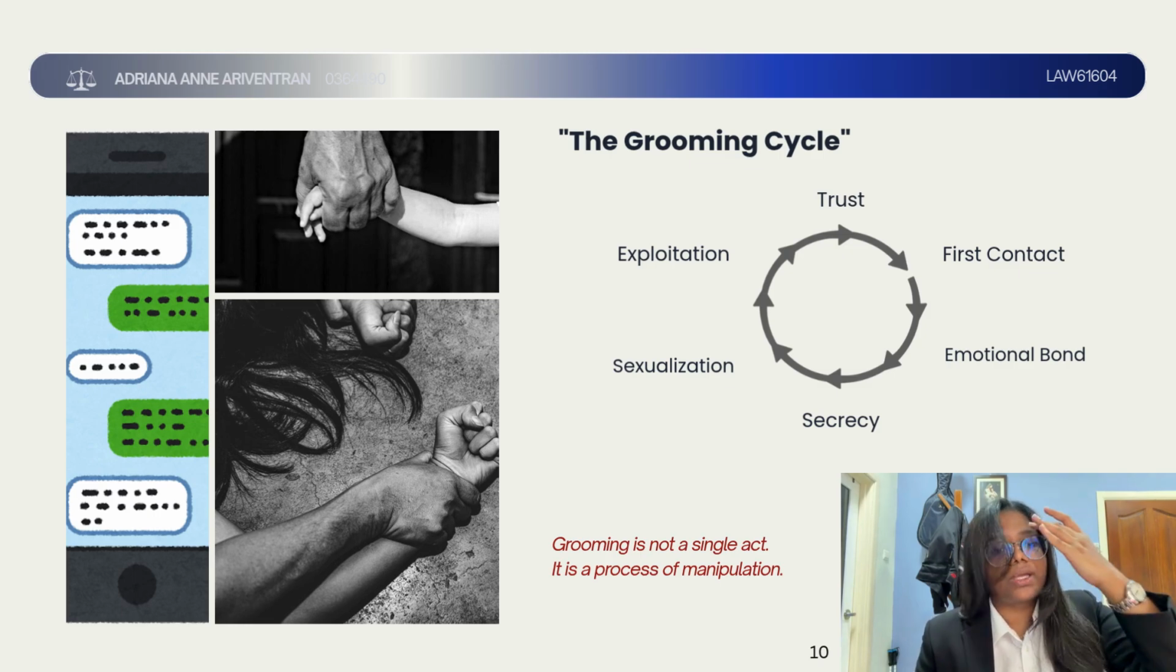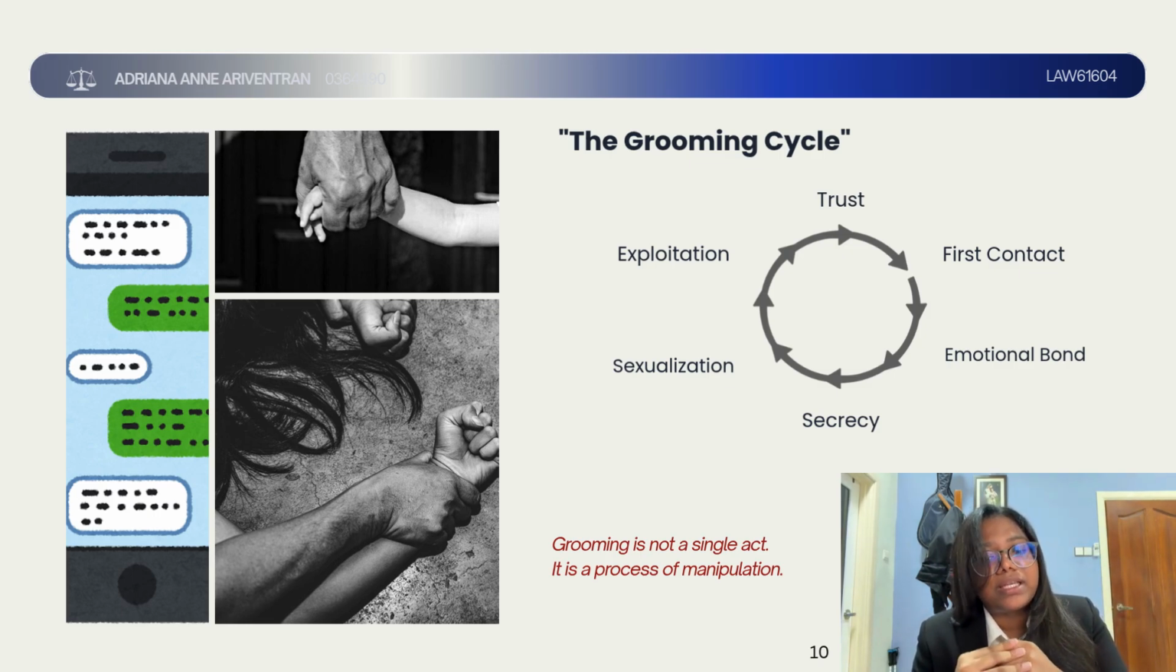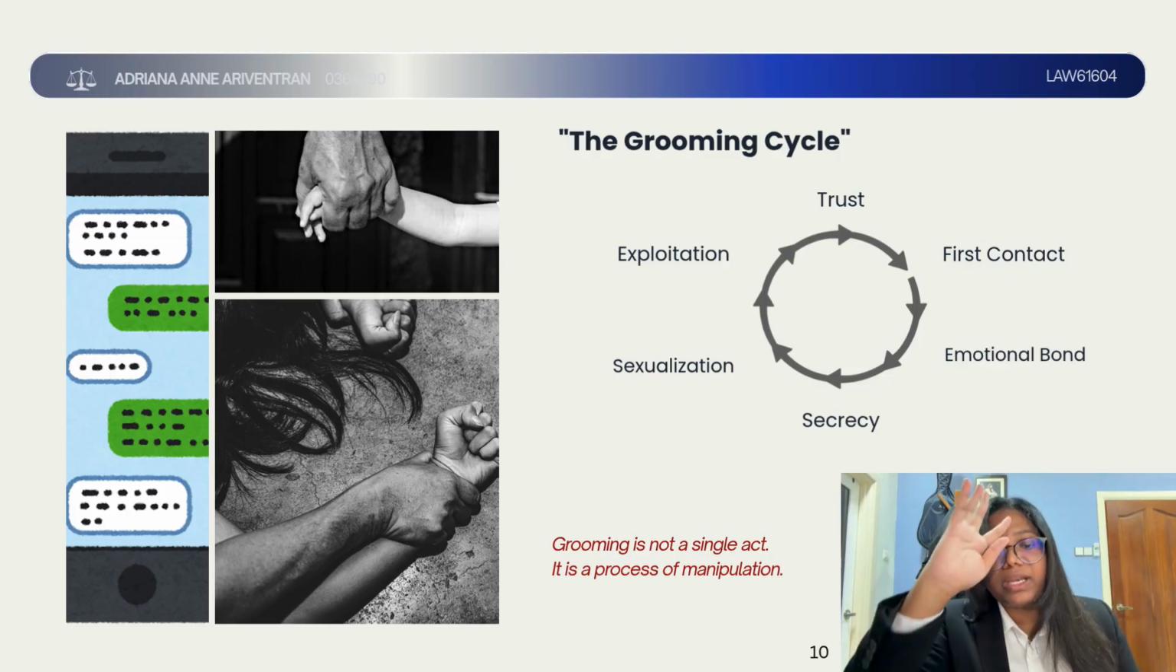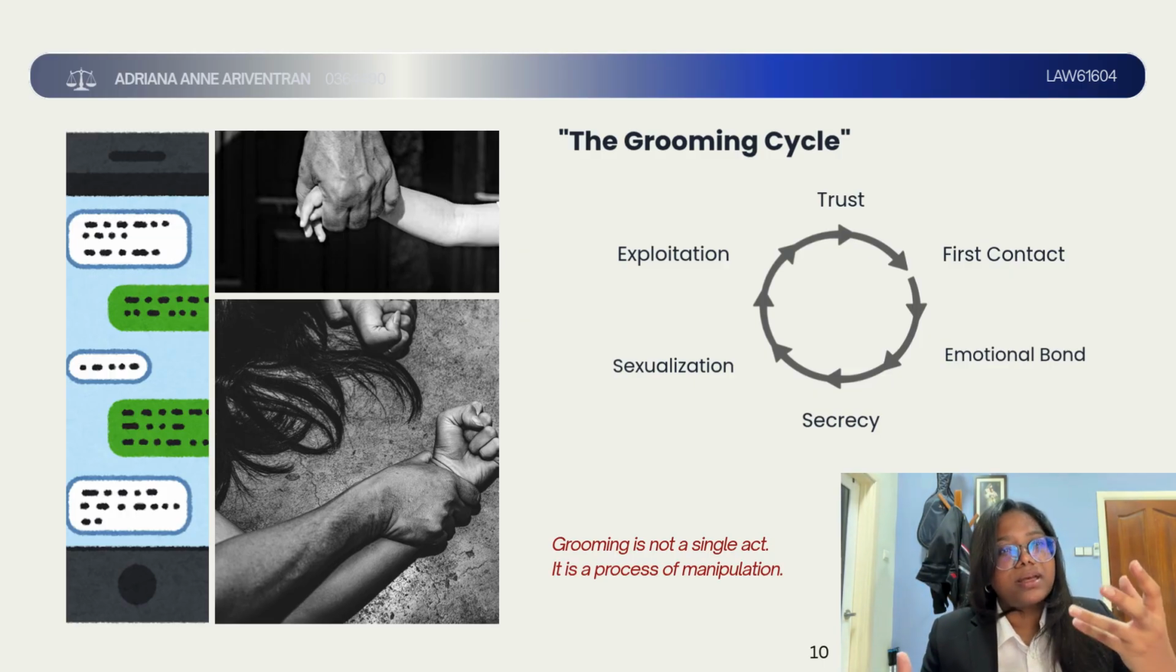Legally, grooming is significant because it is not a single act. Rather, it is a gradual process of manipulation. The offender builds trust, creates emotional dependency, introduces secrecy, and progressively sexualizes the relationship. Psychologists commonly describe grooming as occurring in stages. So first, it's contact, and then there's trust building, emotional bonding, secrecy, and ultimately exploitation. Because the process is gradual, many victims do not immediately recognize that they are being manipulated.